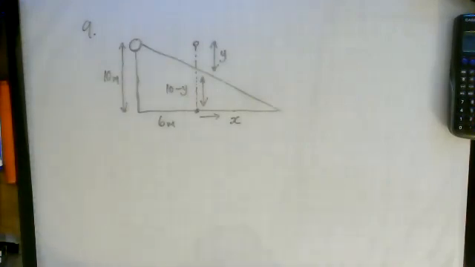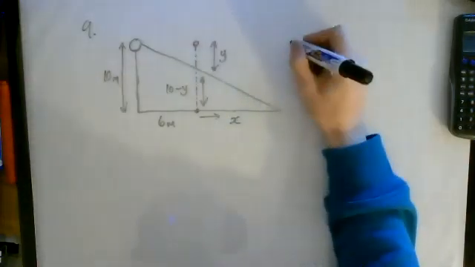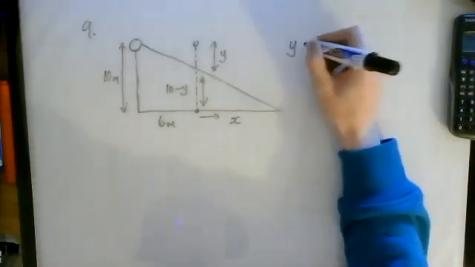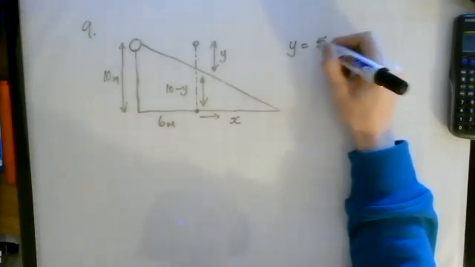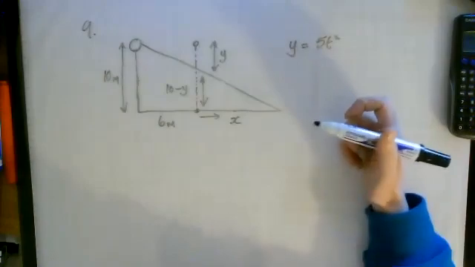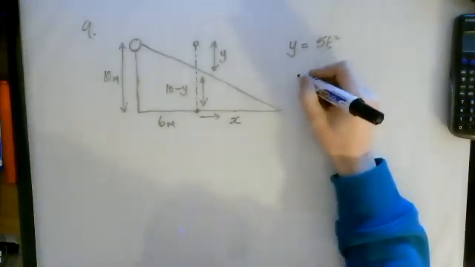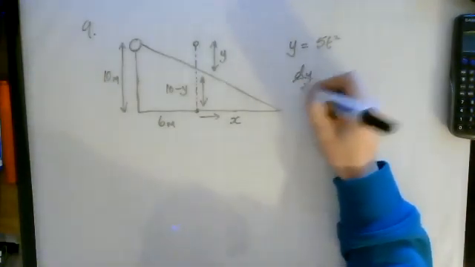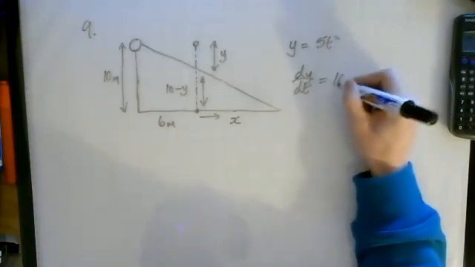Right, so a light is at the top of a pole 10 meters high. A ball is dropped from the same height from a point 6 meters away from the light. If the ball falls 5t squared meters in t seconds, then y equals 5t squared, so the rate of change dy/dt equals 10t.